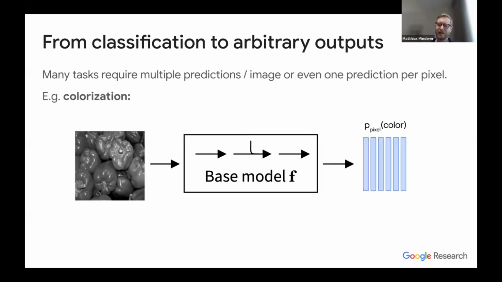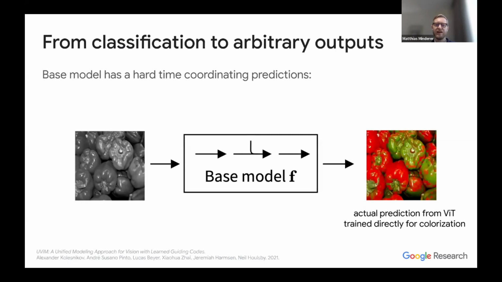But if we go to a high-dimensional task like colorization, where we need one output for each pixel, now things become much more complicated because we have to coordinate the predictions across the pixels. They have some correlations, some high-level structure, and feed-forward models like the vision transformer are not able to do this because they basically model the probabilities somewhat independently. And if we try to train them directly on these high-dimensional tasks like colorization, we get outputs like the one on the right here, where each individual pixel has reasonable outputs, but neighboring pixels are not coordinated.